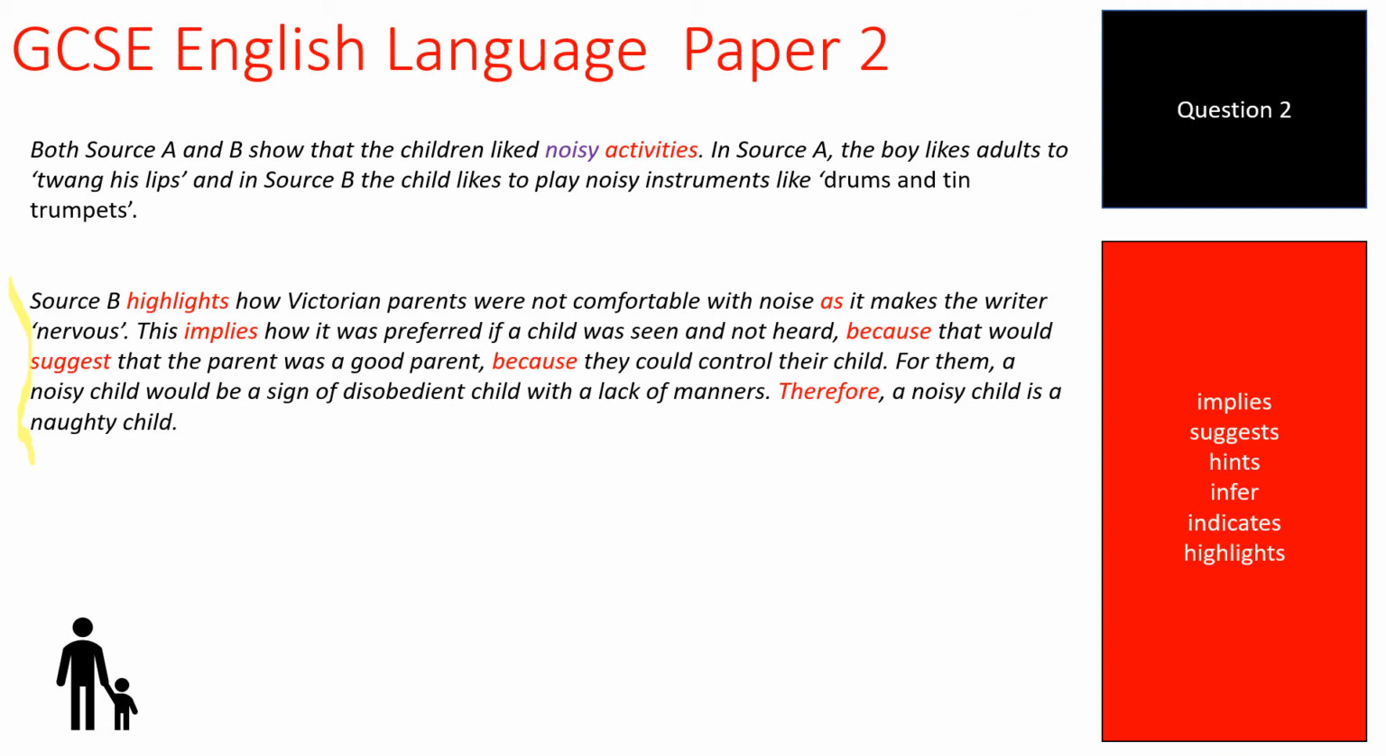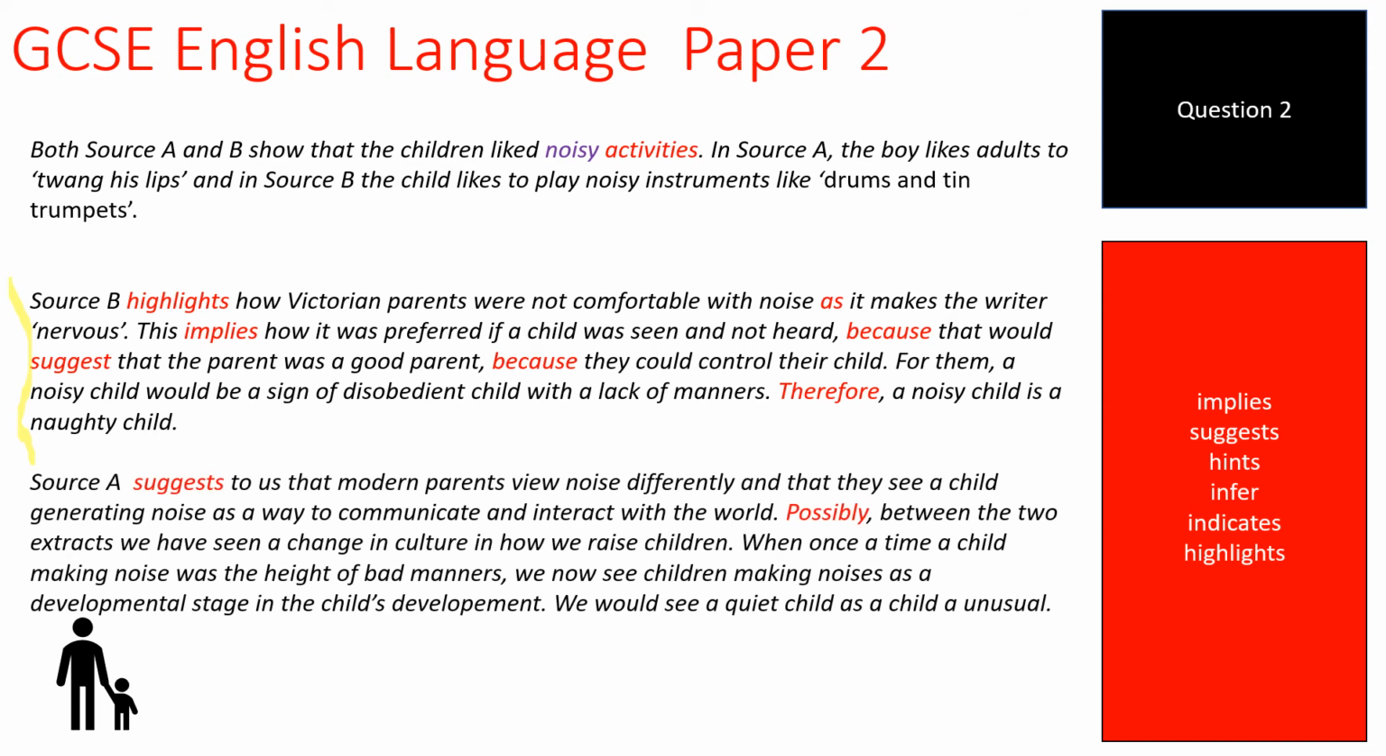This implies how it was preferred if a child was seen and not heard, because that would suggest that the parent was a good parent because they can control their child. Now notice, look again, the words because, suggests, because they could control their child. For them, a noisy child would be a sign of disobedience and a lack of manners. Therefore, a noisy child is a naughty child. And so I've taken that idea and I've developed it. Haven't I given a reason why? Okay, why they're noisy? I've given that reason there.